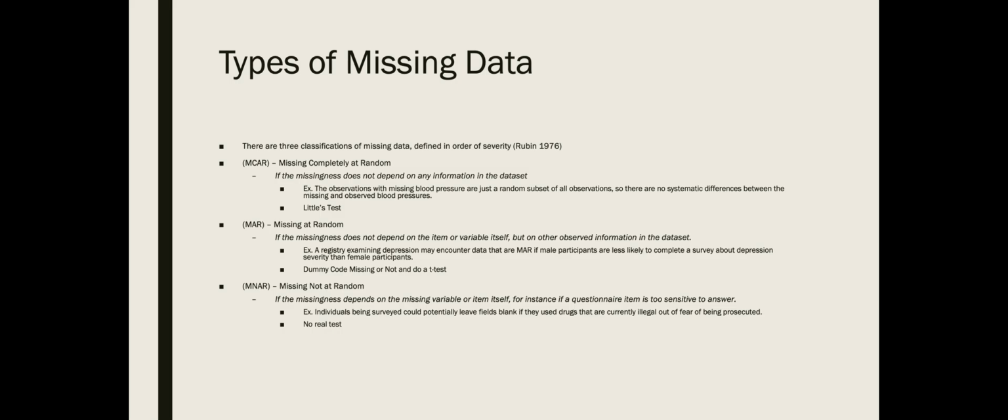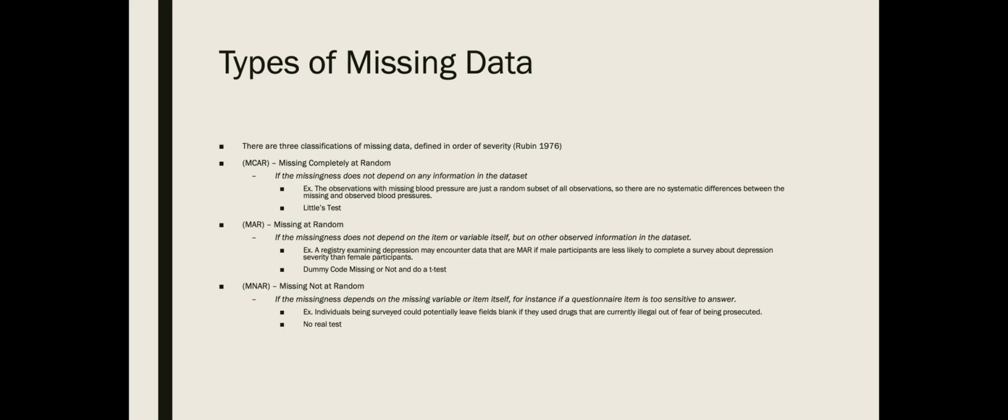Types of missing data. There are 3 classifications of missing data, defined by Rubin in 1976. The first one is missing completely at random, where the missingness does not depend on any information in the data set. For example, the observations with missing blood pressure are just a random subset of observations, so there are no systematic differences between the missing and observed blood pressure.